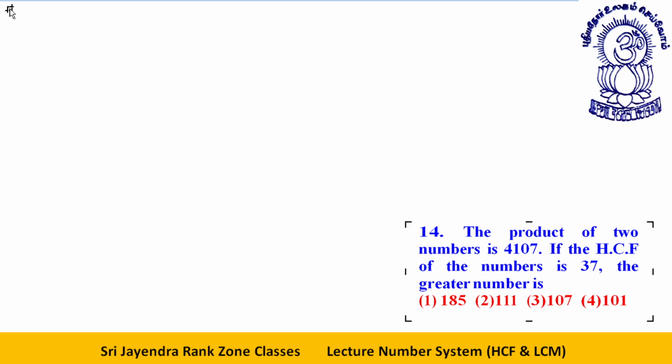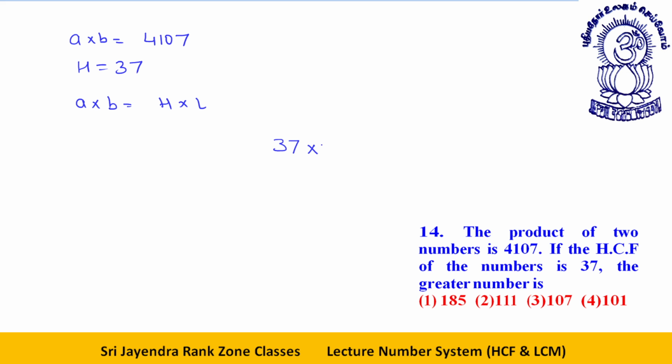Now let's do this also. The product of two numbers is 4107. We are given A into B is 4107. If the HCF of the numbers is 37, the greatest number is? If I apply A into B is equal to H into L. Before that, let me tell you students, in the calculation shortcuts, I particularly dealt with 37 into 3, that is triple one. If you remember, I told you.